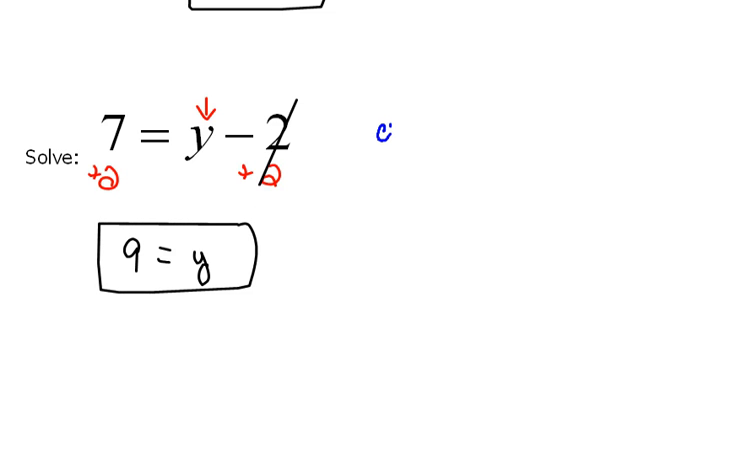Now again, we can always check these, and we should check them, especially at the beginning, until you get really comfortable with what you're doing. We should be able to replace that y with a 9, and it should make a true statement. So does 7 equal 9 minus 2, which is 7? Yes, it does. So that checks.